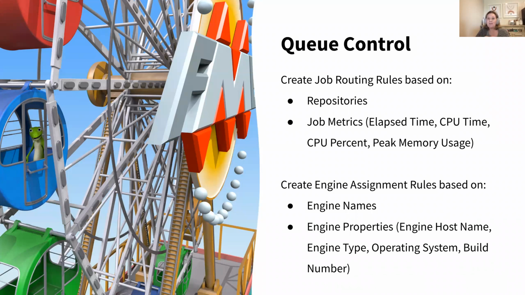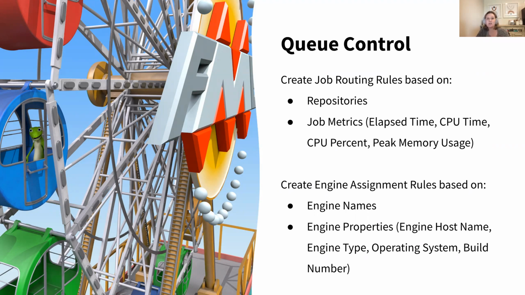And so in FME 2021, we've actually broken this out into two separate sections. Firstly, we've enabled you to create job routing rules, which are going to determine which job is routed to a specific queue.